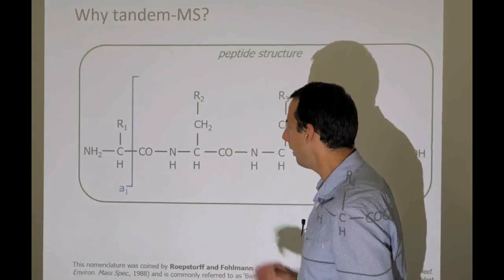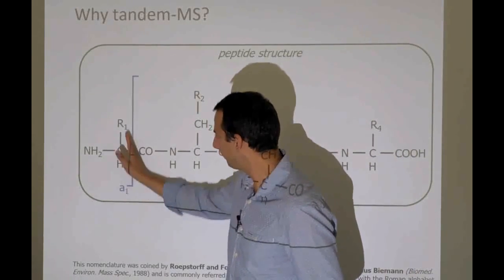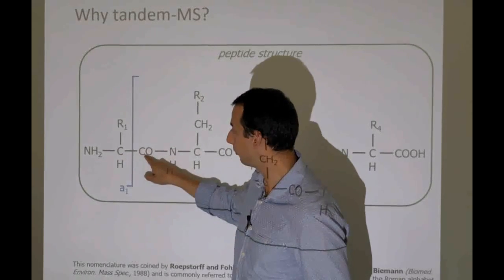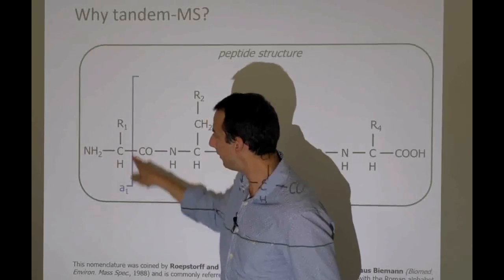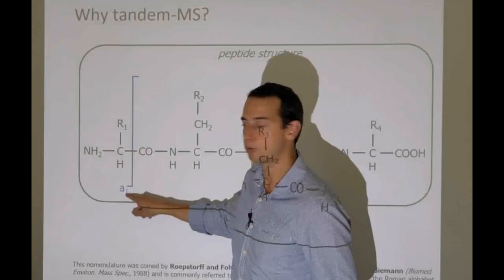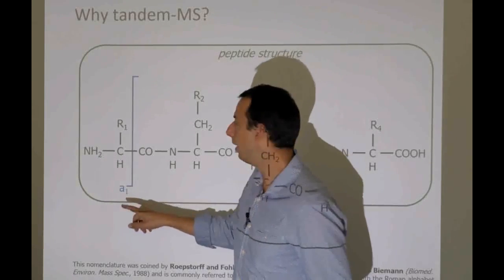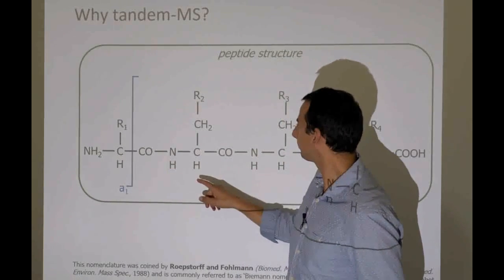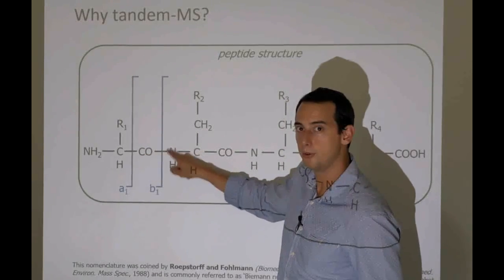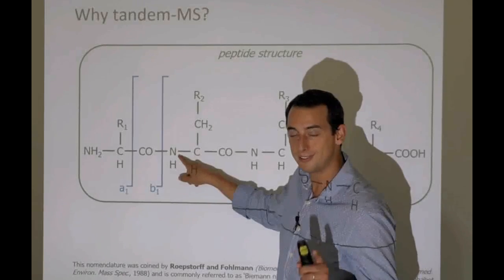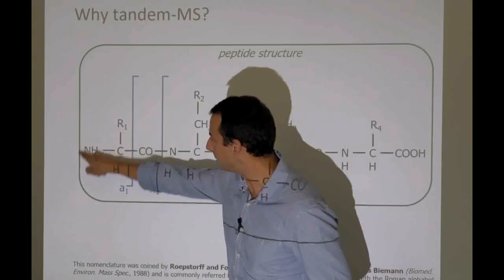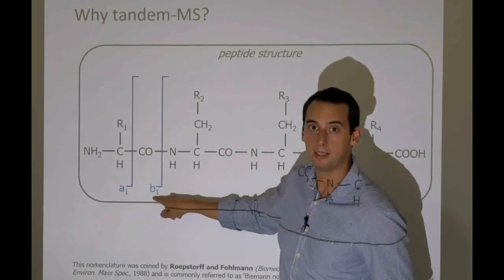So, we can in fact break here. And if we break between the central carbon atom of an amino acid and its carboxyl group, the bit that still contains the amino terminus of the original peptide is called an A ion. Now we can also break here between the carboxyl group of the first residue and the amine group of the second residue, and this is the amide bond or peptide bond. And if that breaks, the fragment that contains the amino terminus is called B.